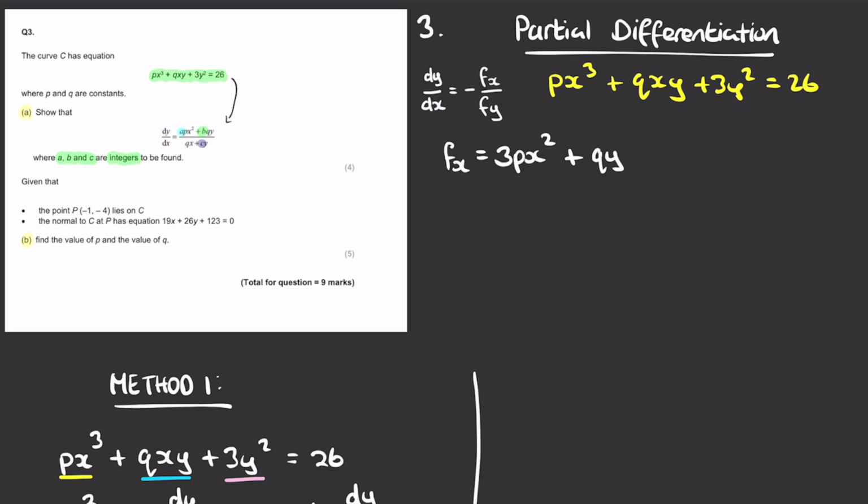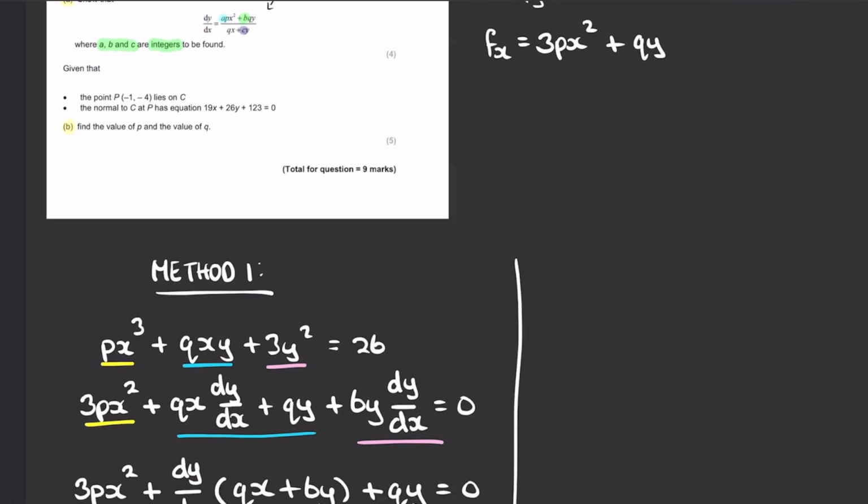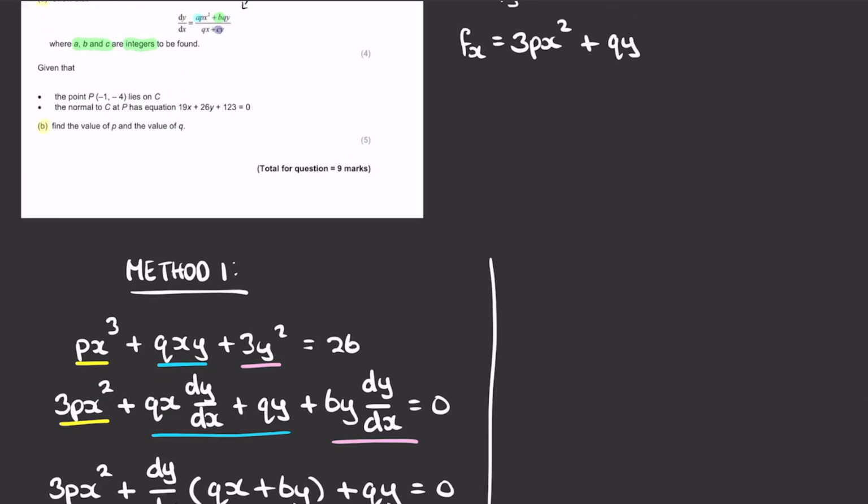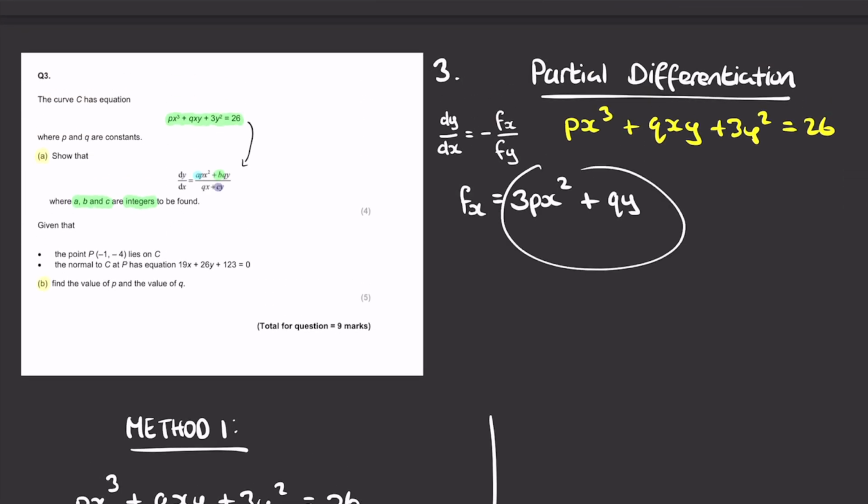Remember that. And then the 3y squared, it has no x in it, so you're just going to ignore it. That's what I meant to say. Okay, so that's your f of x. You might start to see how this is significantly easier.